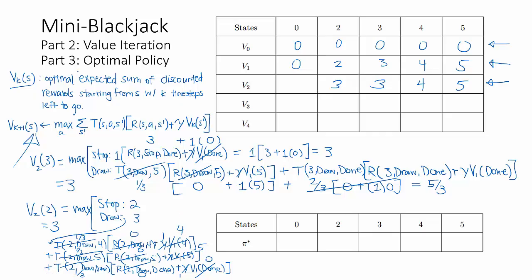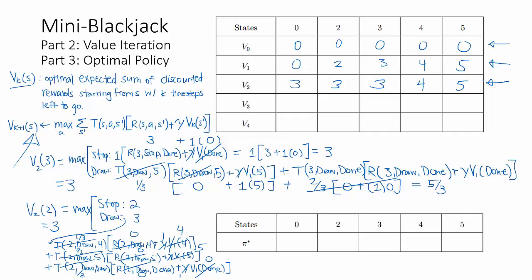So with this reasoning, I'll speed it up a bit. For v sub 2 of 0, we should obviously draw since we can get some value by stopping at the next move. The value corresponding to the draw action is going to be the average of the v sub 1 values for the successor states, which are v sub 1 of 2, v sub 1 of 3, and v sub 1 of 4. So we take an average of 2, 3, and 4. That gives us 3. And so the value v sub 2 of 0 is going to be 3.